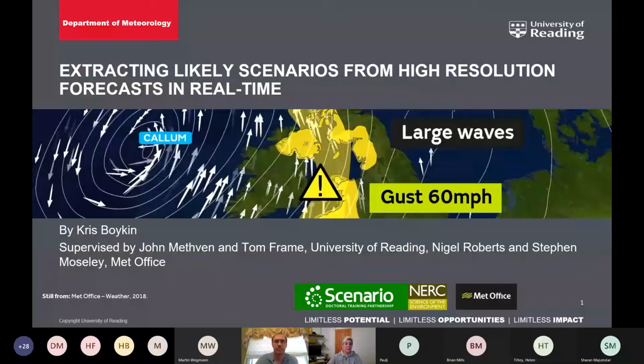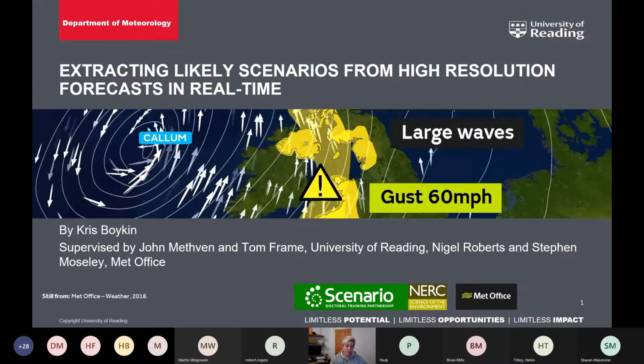There we go. So my name is Kristine Boykin, and I'm with the University of Reading, with my supervisors, John Methvin and Tom Frame, and Nigel Roberts and Stephen Mosley from the Met Office. And today I'm going to be talking to you about my PhD project and how it fits into the value chain, extracting likely scenarios from high-resolution forecasts in real time.